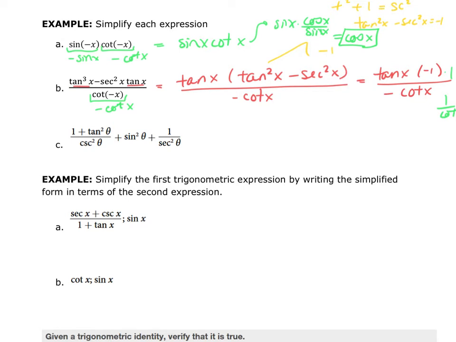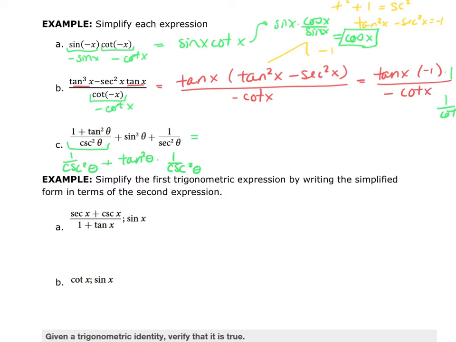Now let's take a look at this example. We've got a bunch of things going on here. We know we have 1 plus the tangent squared, we have cosecant squared, we have sine squared, we have secant squared. So the first thing I'm going to do is rewrite this a little bit. I'm going to take this part right here for no particular reason. I can go ahead and find my lowest common denominator, but I'm just going to write this as 1 over the cosecant squared of theta, and then plus the tangent squared of theta multiplied by 1 over the cosecant squared of theta.